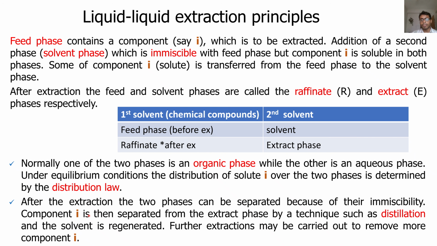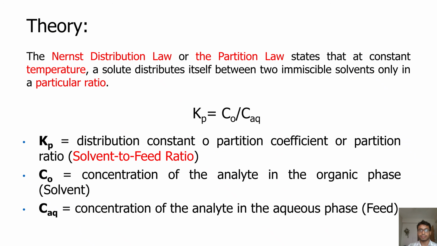After the extraction, the two phases can be separated because of their immiscibility. Component I is then separated from the extract phase by techniques such as distillation, and the solvent is regenerated. Further extraction may be carried out to remove more of component I. Actually, any compound would get distributed between the two phases. So this is the basic theory.